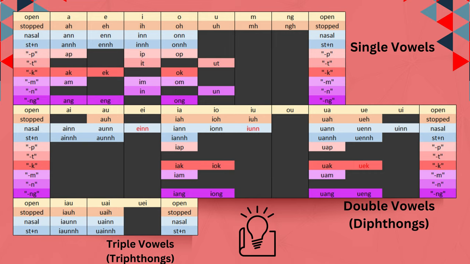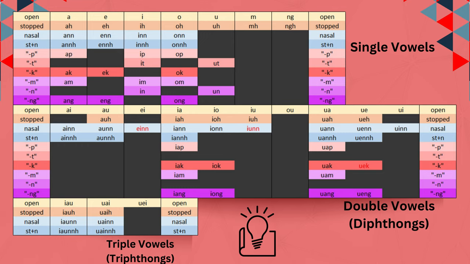Here's a list of every final in this language that I was able to find. All syllables in Hoklo Min are made from an optional initial consonant and a mandatory final. So syllables may have an initial consonant, but they must have a final. The top chart is a list of all single vowel finals. The second is a list of all double vowel or diphthong finals. And the third is a list of all triple vowel or triphthong finals.